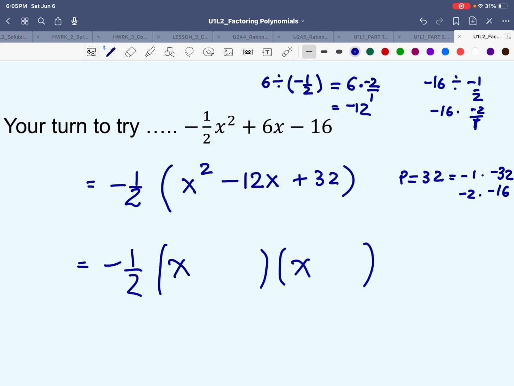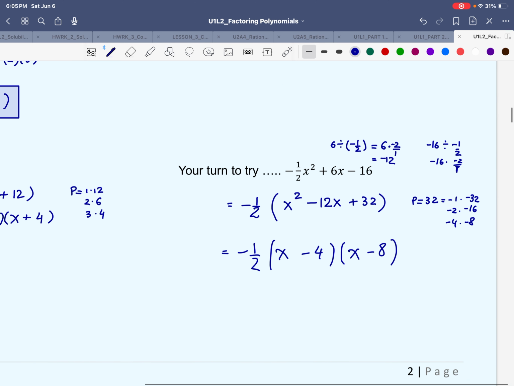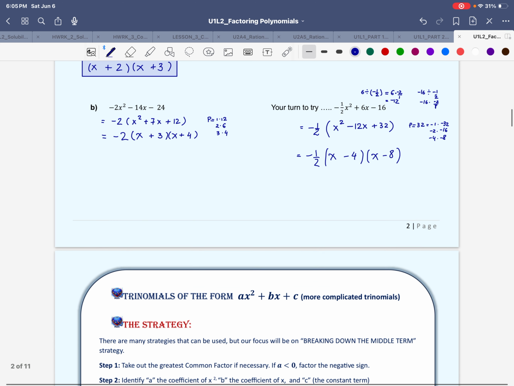I'm going to try the next number. Well, by the way, the negative 3 won't fit into 32. So I'm going to try negative 4. So for negative 4, we need negative 8. And it seems that the sum of negative 4 and negative 8 is indeed negative 12, so these would be our lucky numbers. So that would be the factored form.